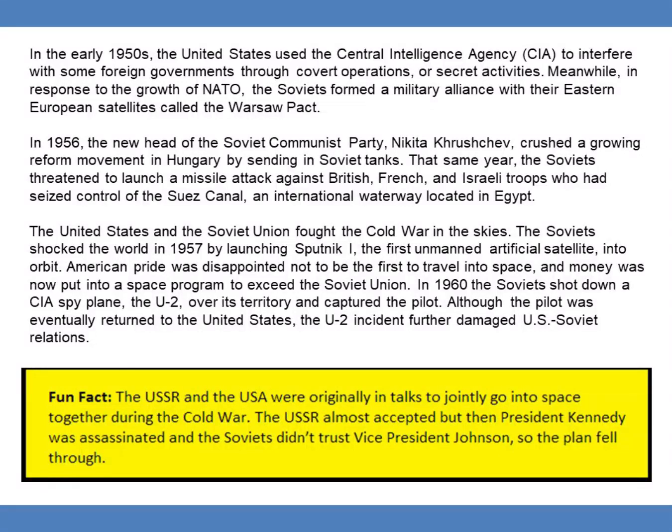The United States and the Soviet Union fought the Cold War in the skies. The Soviets shocked the world in 1957 by launching Sputnik 1, the first unmanned artificial satellite, into orbit. American pride was disappointed not to be the first to travel into space, and money was now put into a space program to exceed the Soviet Union. In 1960, the Soviets shot down a CIA spy plane, the U-2, over its territory and captured the pilot. Although the pilot was eventually returned to the United States, the U-2 incident further damaged U.S.-Soviet relations.